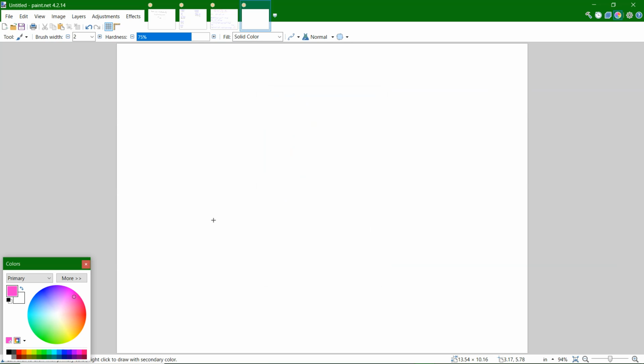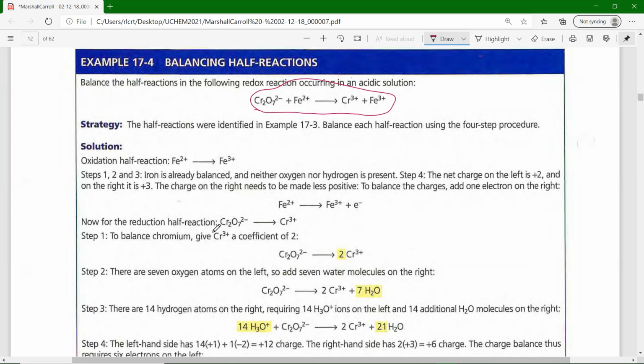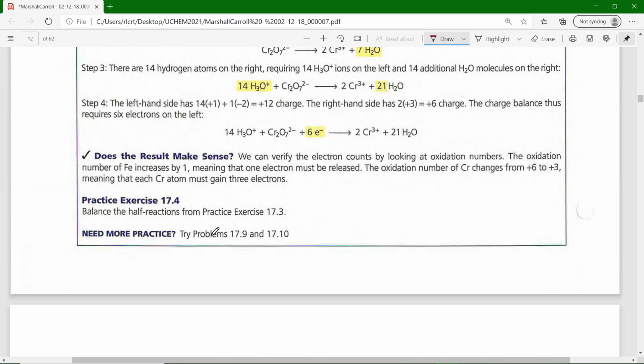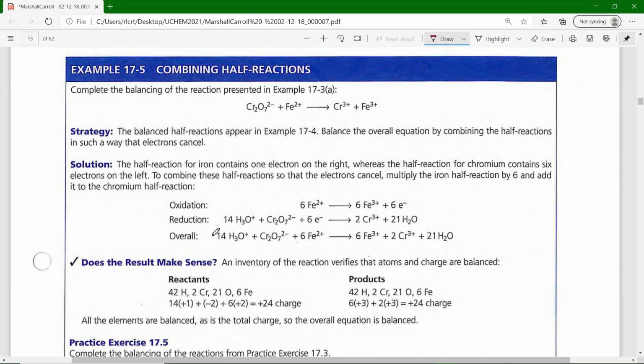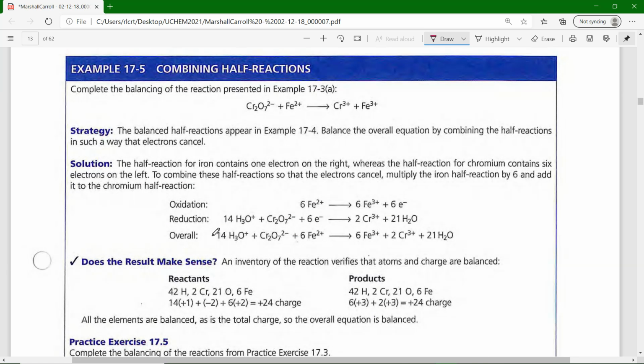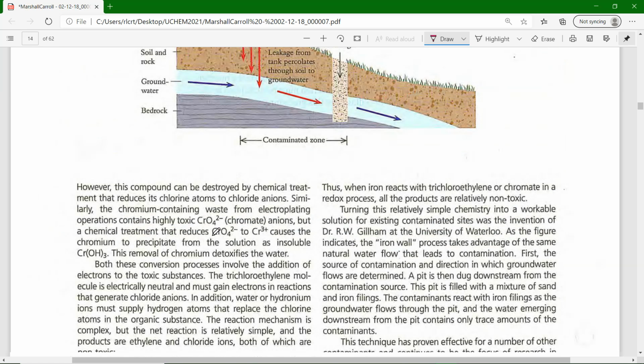Actually, it doesn't make a difference at all, does it? So example 17.4, you can try the practice one. And example 17.5, is this one special at all? This is the one we did. Oh, that was just a carryover, that's why. Okay, let's do one in the basic environment.